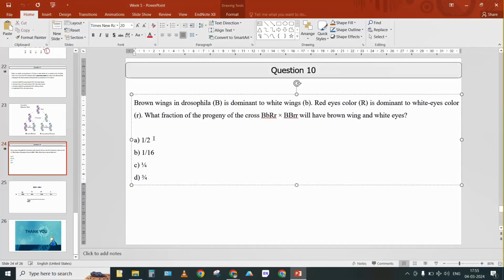So option A is the right answer for question 10. That is, half the fraction of the progeny of the cross of this combination will have brown wings and white eyes.